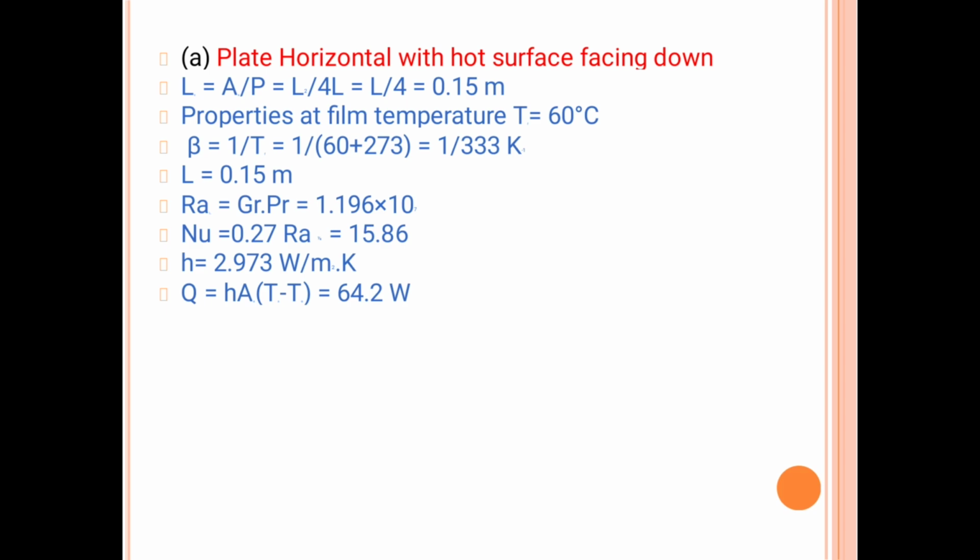As per the same formula, we use it for the plate horizontal with the hot surface facing down. And the heat transfer by radiation Q is equal to epsilon into A into sigma into T in to the power 4 minus T out to the power 4.